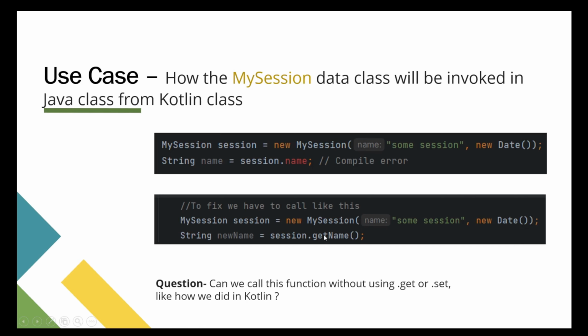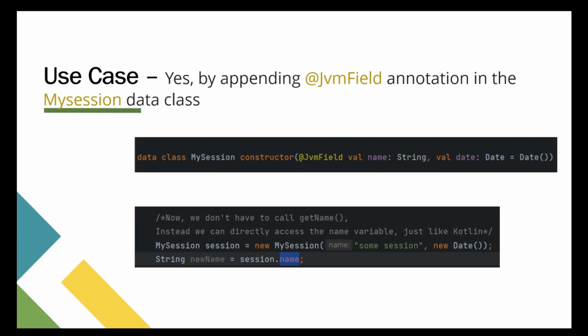But the question arises here: can we access this without using get or set, like we did in Kotlin? Yes, that is correct. We can do it by making use of the @JvmField annotation. So how will we do it?